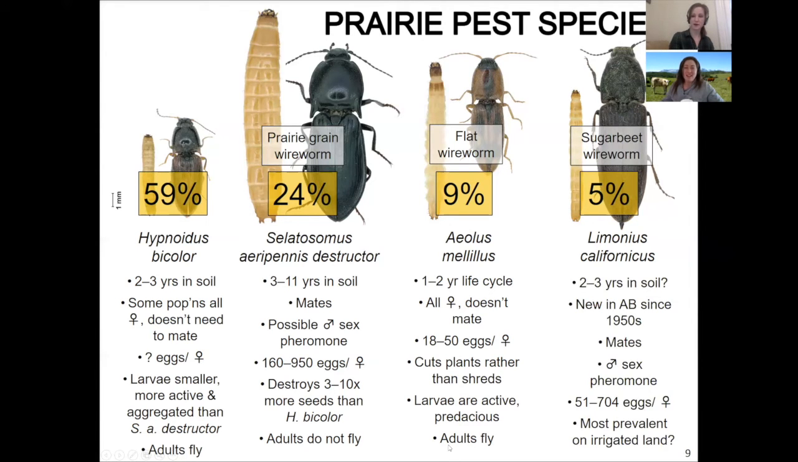And then let's look at this last one, Limonius californicus. This one in my study was only 5%, but I focused on dryland fields, and in irrigated fields where you'd see a lot of potato production, there's more of these. And all we know about their life cycles is from work done in California in the 1940s. So there's a question mark here.